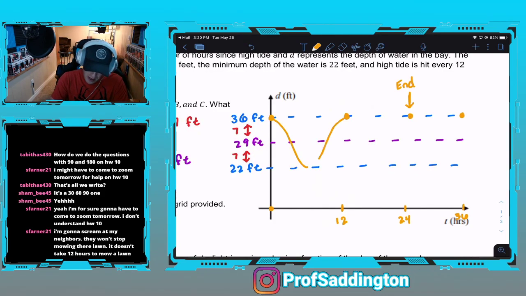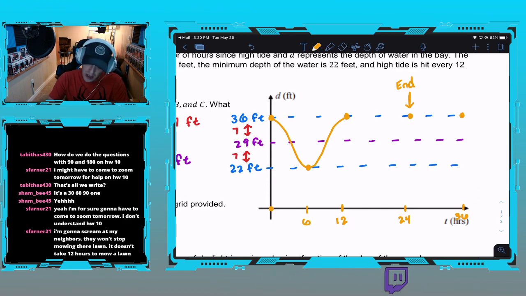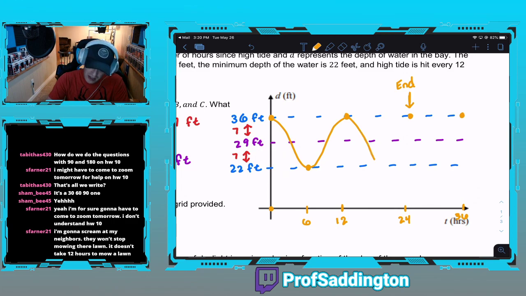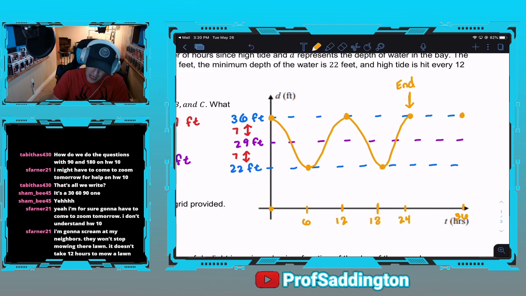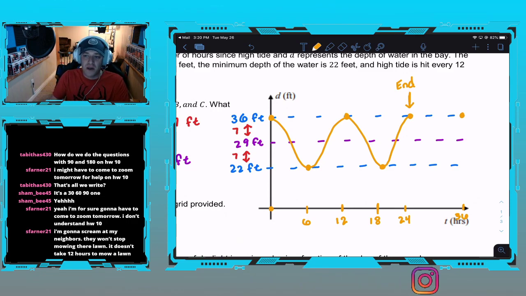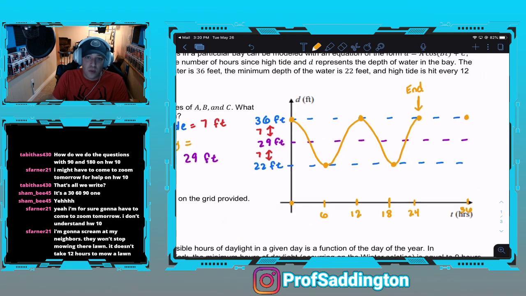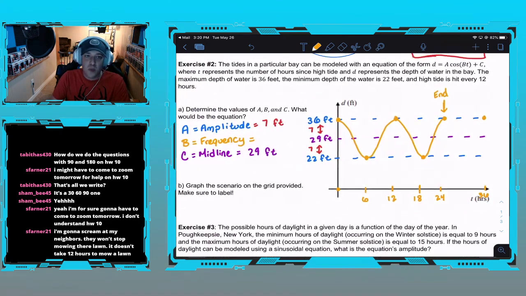Alright, so it went down to its lowest mark. It went back up to the highest mark. That was the lowest at 6. And then it repeats. It goes all the way down to the lowest mark, all the way back up to the highest mark. And again, that's the lowest. Halfway in between 12 and 24 is going to be 18. And we can repeat this every single 12 hours. In this case, we're just looking at 24 hours because it's 1 day.